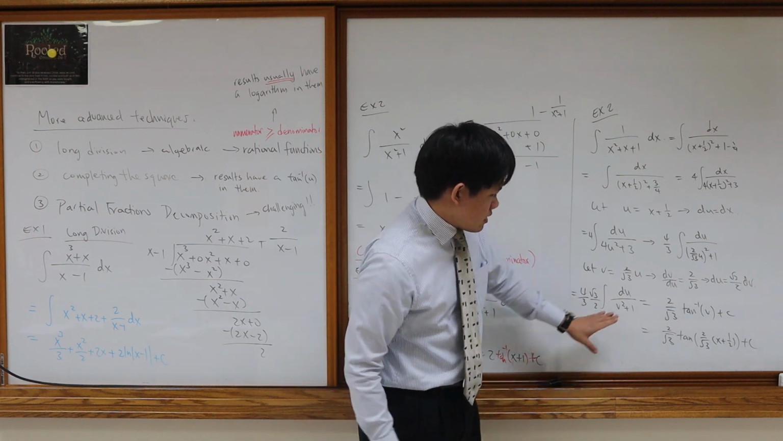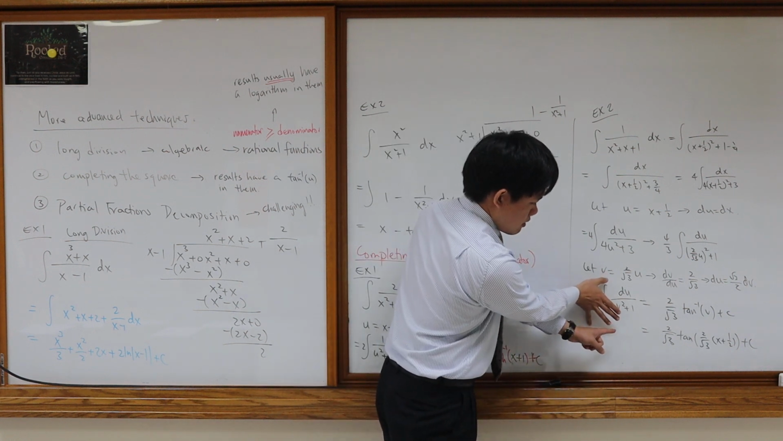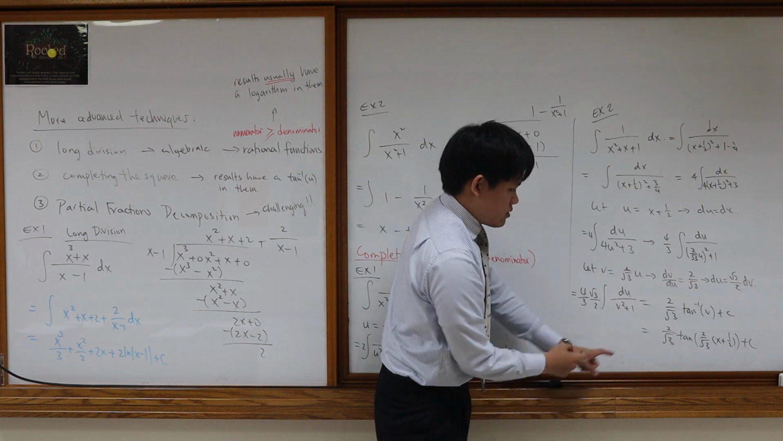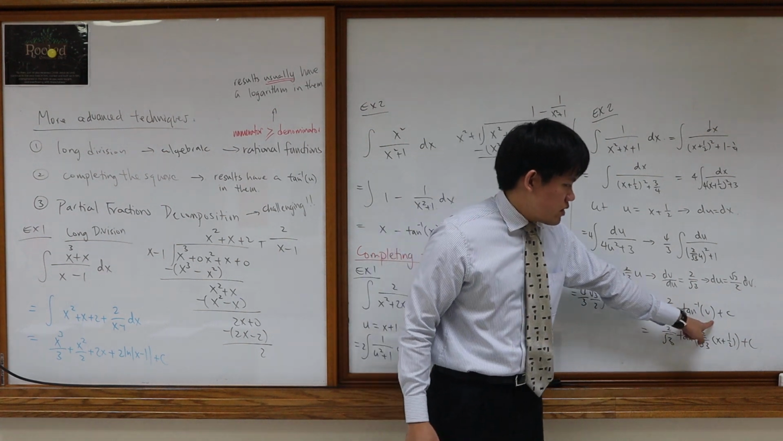Okay? Now, looking at this part here, this part is very easy to integrate. Okay, this just comes out as arctan of v. And this part is just a constant. In that case, simplifying gives us 2 over root 3 and arctan of v plus c.